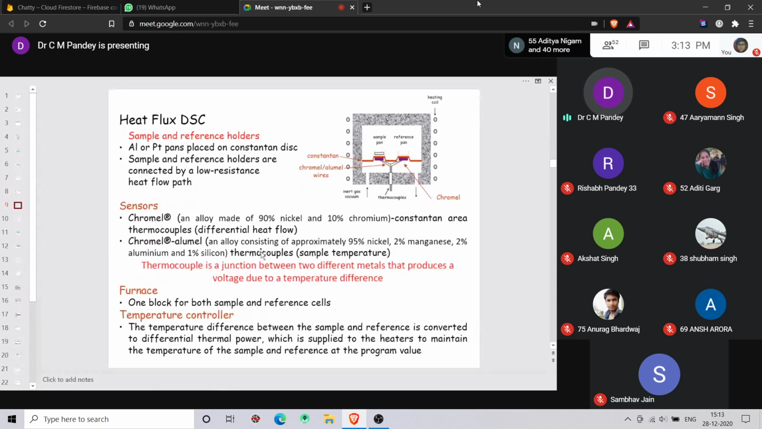Second is heat flux DSC. So in heat flux DSC, you will see on the screen that it consists of a single chamber, right, in which both the sample pan and the reference pan are kept. Both the sample and the reference holders are in the same chamber. Here again, aluminum and platinum pans are used. Sample and reference holders are connected by a low resistance heat flow path.